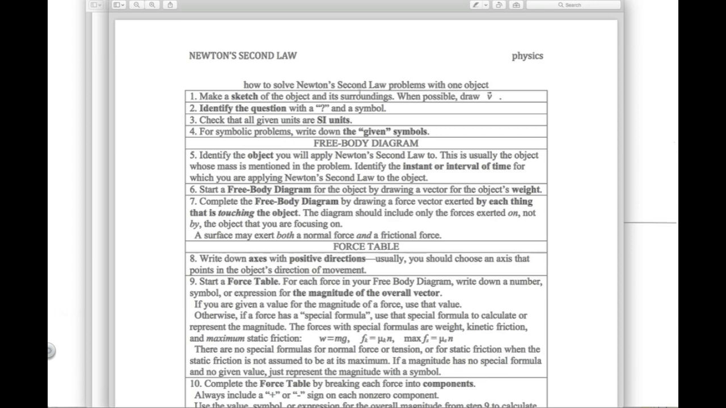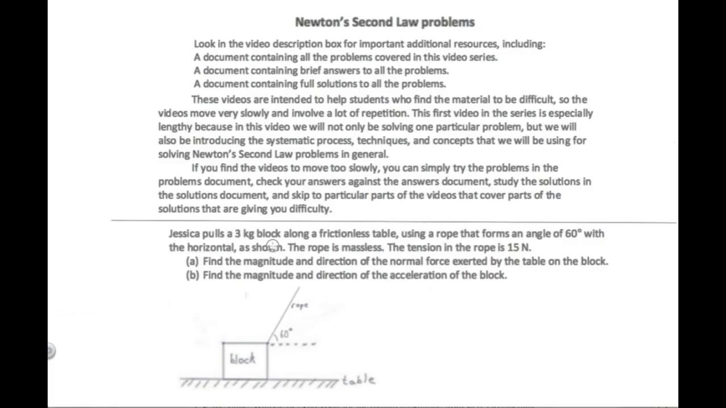Now, the first step of the process is to make a sketch of the object. Now, this problem, like many problems, already provides us with the sketch. But something that we can add to this sketch is the velocity vector. It'll be helpful to add the velocity vector to this sketch. The direction of the velocity vector indicates the object's direction of motion. And if we read this problem carefully and study the diagram, I think that the problem implies that the block is moving to the right.